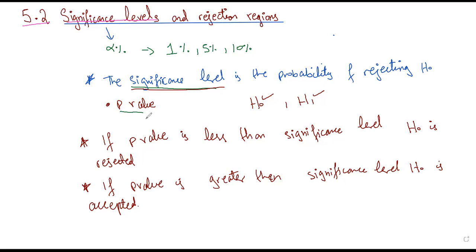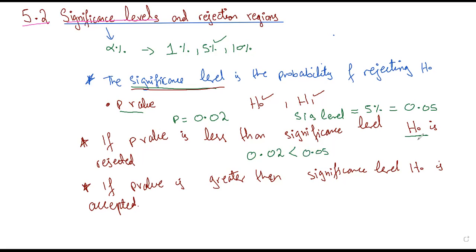So far, I have not told you how to find the p-value. Let's say your p-value comes out to be 0.02. This is your p-value. And your significance level, let's say, is 5%, which basically is 0.05. Now you know that your p-value, which was 0.02, is less than your significance level. So this H naught would be rejected.